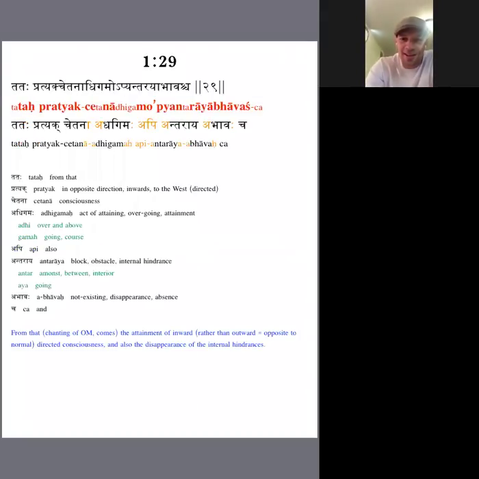Okay. And we're moving on to the next sutra, which is not one that I generally have the first level teacher trainees study. However, it is quite a powerful sutra, and it says, Tatah pratyak chetana adhigamo 'py antaraya abhavash cha. What does this sutra say? It says, from that, and pratyak is talking about inward directed, chetana, which means consciousness. So from your inward directed consciousness, and that's what happens from chanting Om.